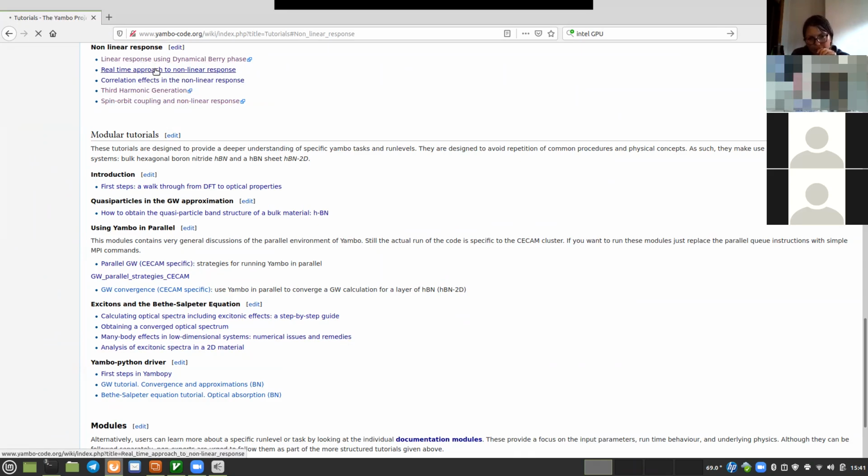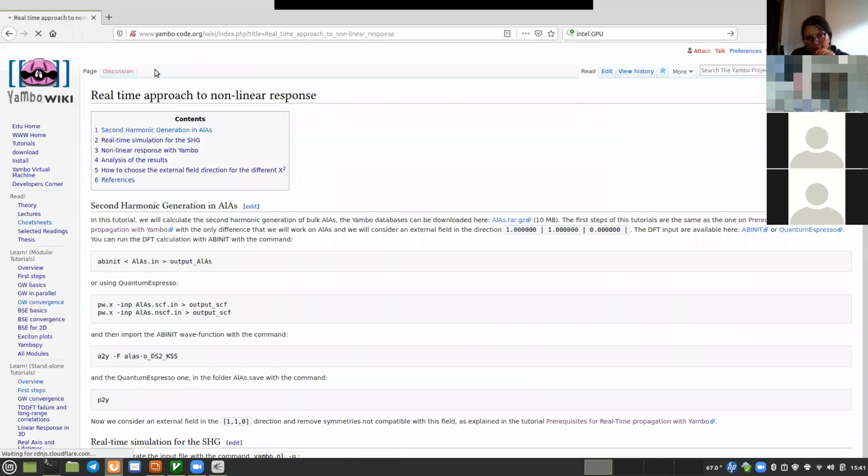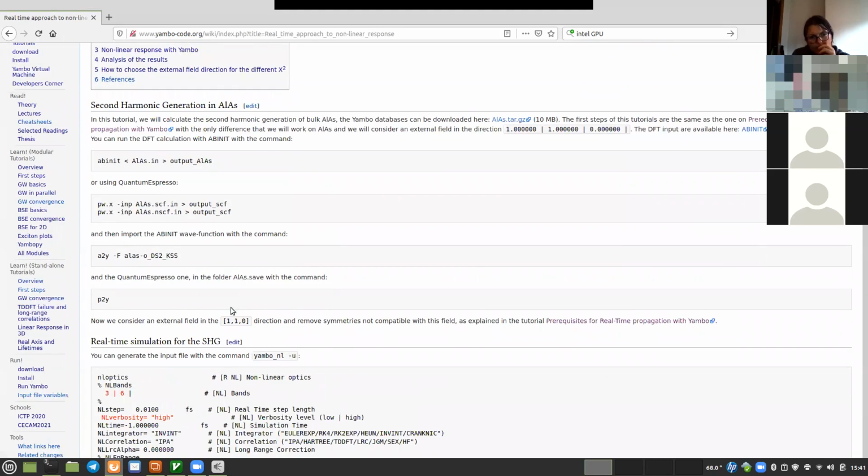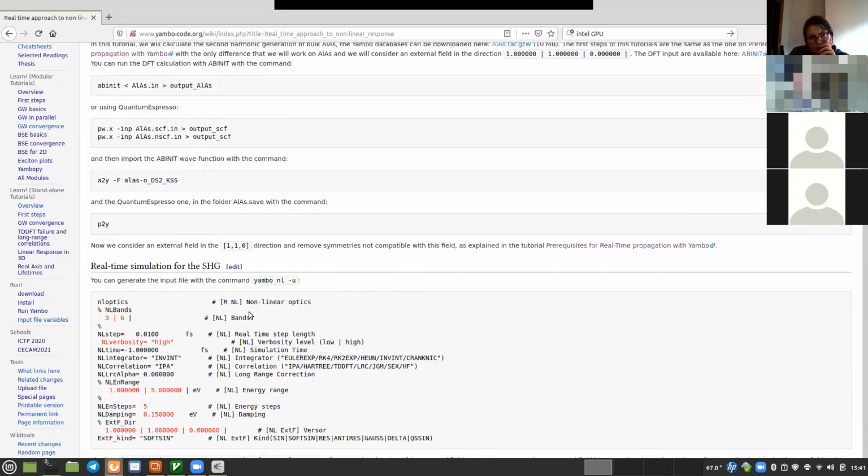In the typical tutorial, you start from a DFT calculation. You have to remove the symmetries, because when you are in real time, you apply an external field, so your full Hamiltonian will have less symmetry than the one at equilibrium. So there is a tool to remove the symmetries.